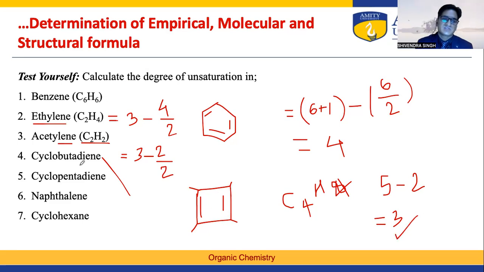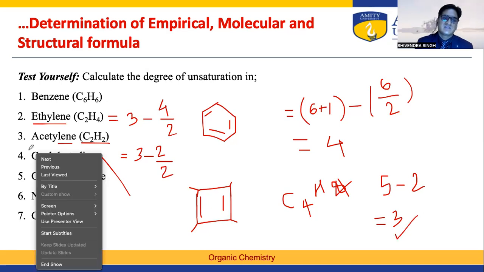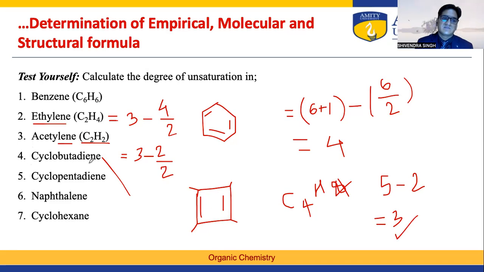Which is actually showing that the structure formula of this compound corresponds to the molecular formula, and this dB concept is equally applicable for this particular case also. For cyclopentadiene, we know the cyclopentadiene structure is like this.